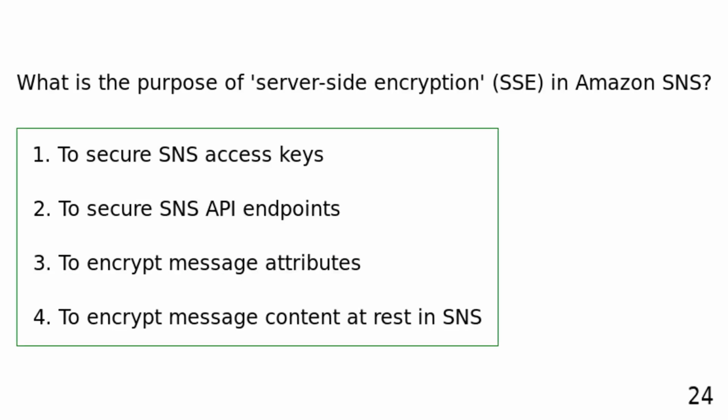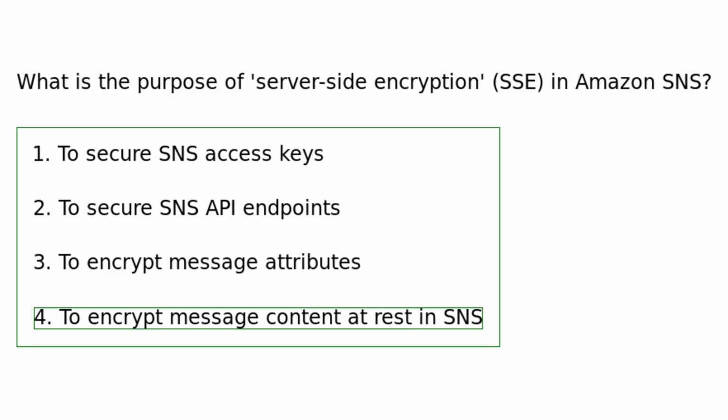What is the purpose of server-side encryption in Amazon SNS? To secure SNS access keys. To secure SNS API endpoints. To encrypt message attributes. To encrypt message content at rest in SNS. Server-side encryption in Amazon SNS is used to encrypt message content at rest within the SNS service, providing an additional layer of data protection.